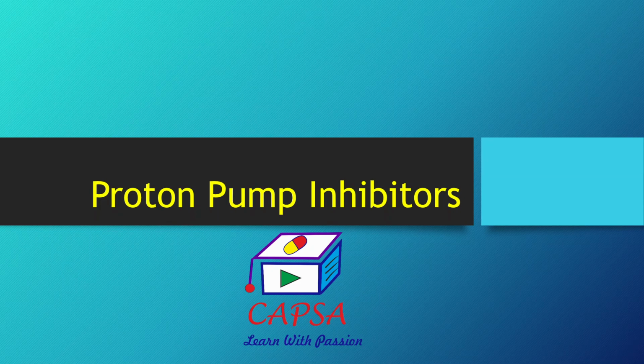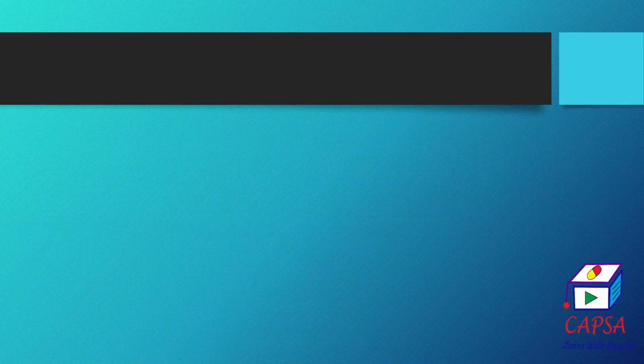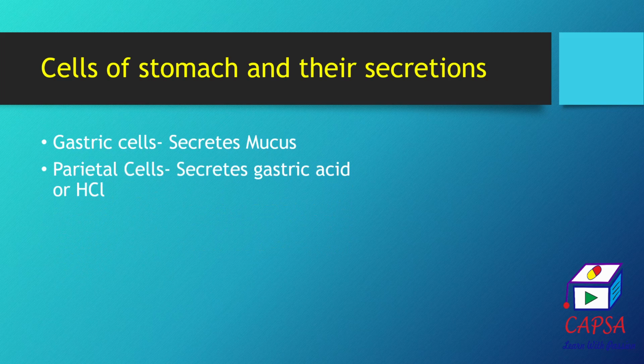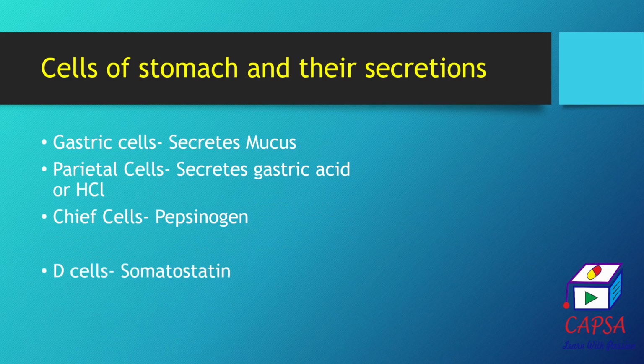Today's topic is proton pump inhibitors. Okay, so what are the cells present in the stomach and what are their secretions? First is gastric cells, which secrete mucus. Another one is parietal cells, which secrete gastric acid or HCl. Another one is chief cells, which secrete pepsinogen, which is then converted to pepsin.